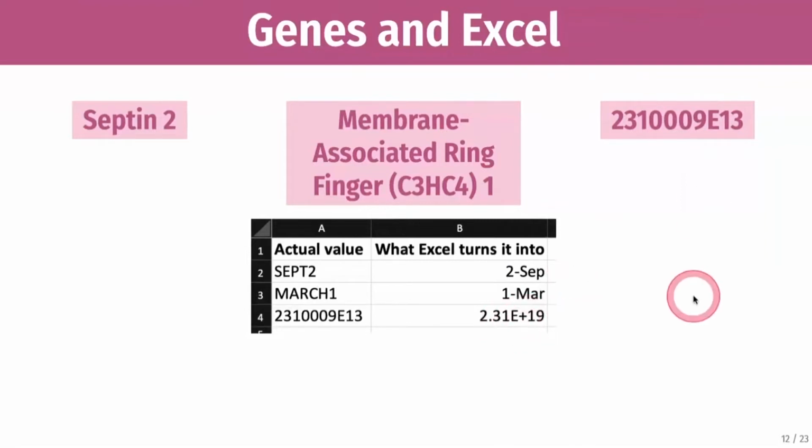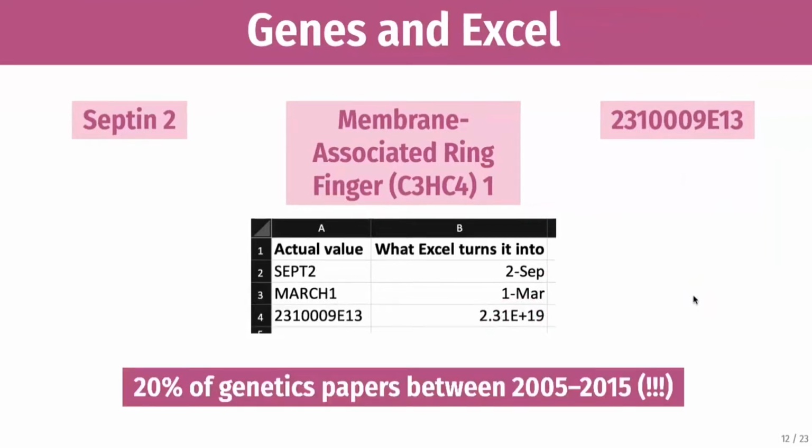And so sure, that's funny, but not. There was this paper that came out a couple years ago that found that 20% of genetics research between 2005 and 2015 had issues where it basically changed genetic information into dates. And then when you do analysis on that data, it doesn't know what to do with the dates. And so it just gets rid of those rows because it's not genes, it's dates. So yikes, that's like all over the place.